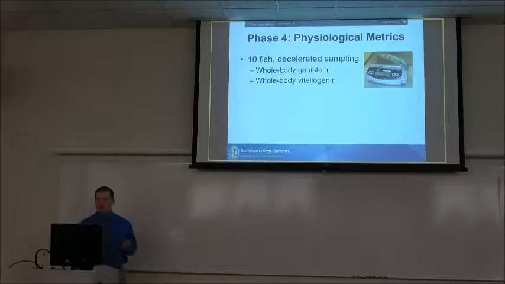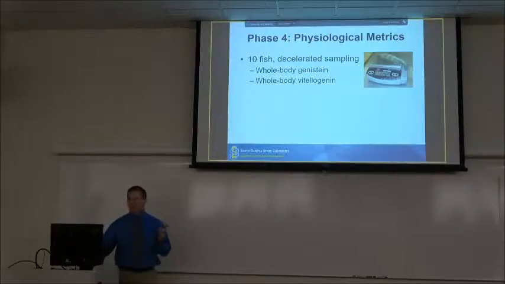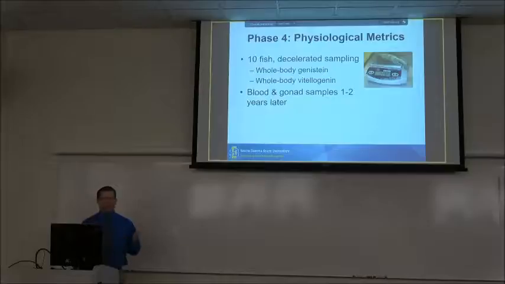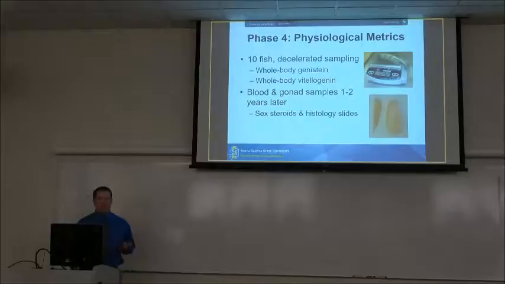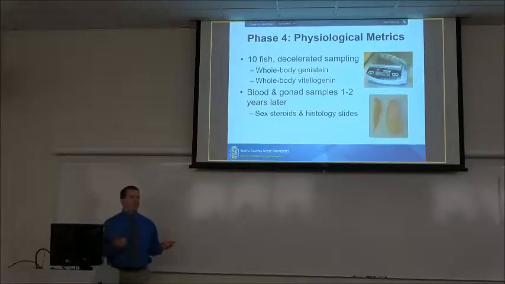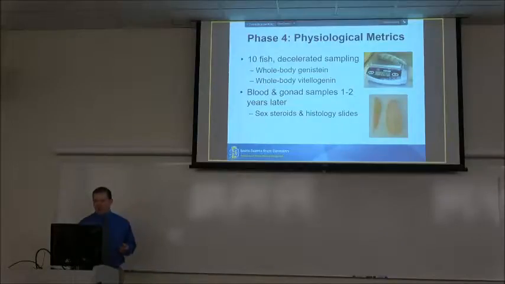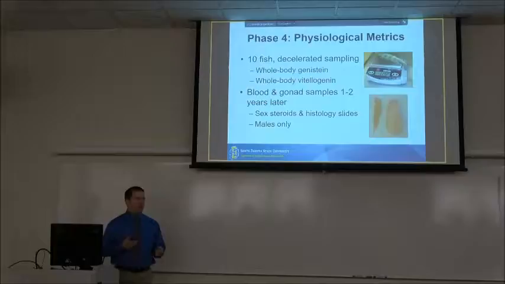We'll look at whole body genistein and vitellogenin instead of plasma due to the small size of these fish. And at the completion of the 112-day feeding trial, these fish will then be moved to a larger system and held for an additional 1 to 2 years to allow for the gonads to reach full maturity. And then from that, these fish will be necropsied, and we'll take blood samples to determine any sex steroids for any secondary characteristics that may have occurred from the inclusion of genistein, and also histology slides to look for those intersex characteristics. And these will primarily be focused towards the male fish.